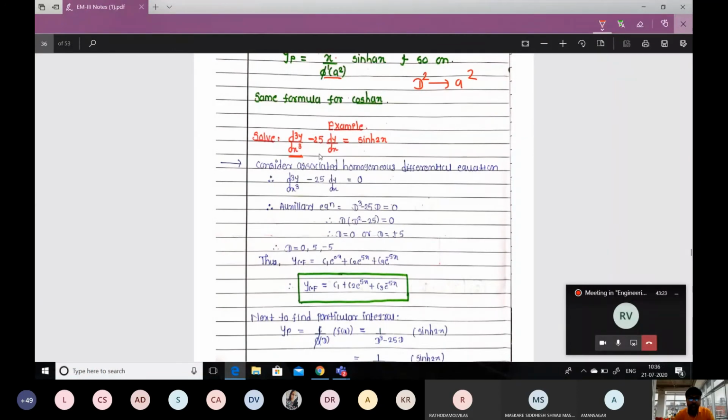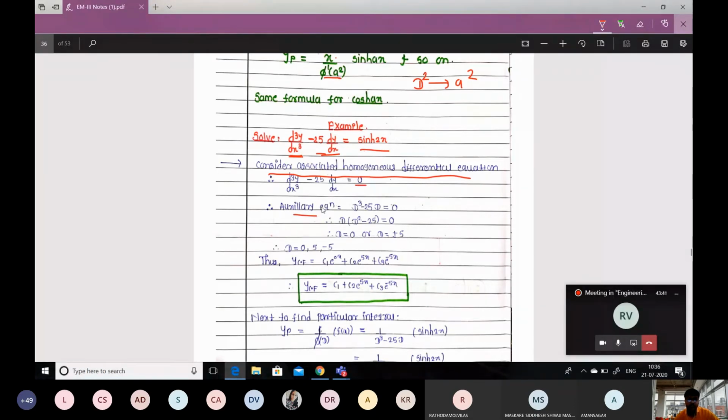We have d cube y by dx cube minus 25 dy by dx is equal to sine hyperbolic 2x. Now the process is the same. We have to find a complementary function. So consider the associated homogeneous differential equation. We have this associated homogeneous differential equation, just the right hand side has to be equal to 0.